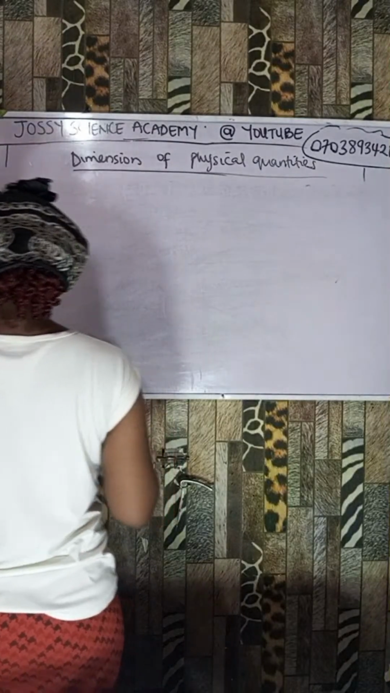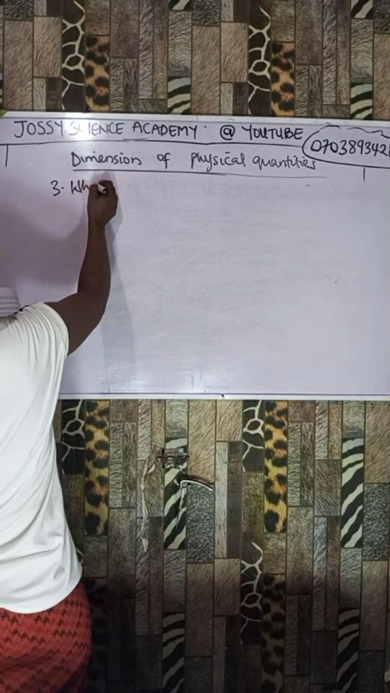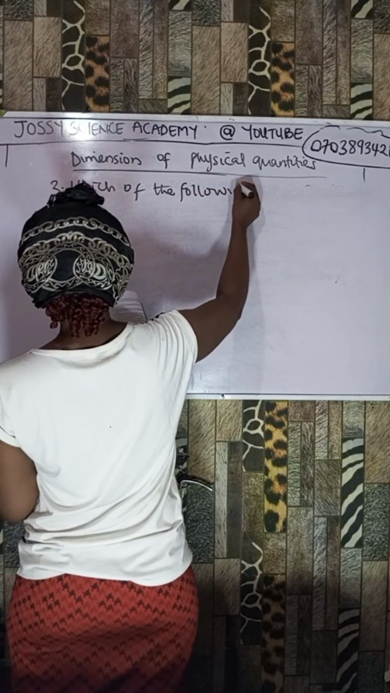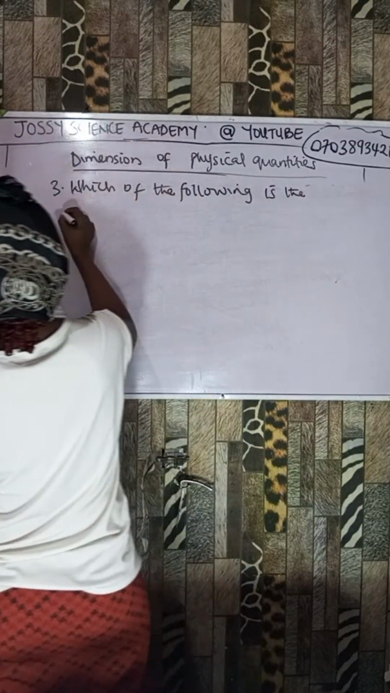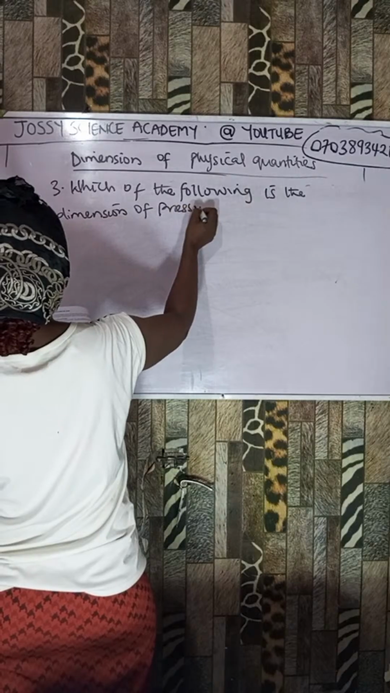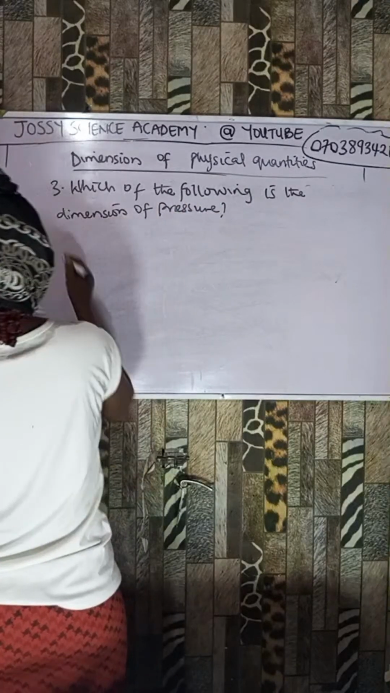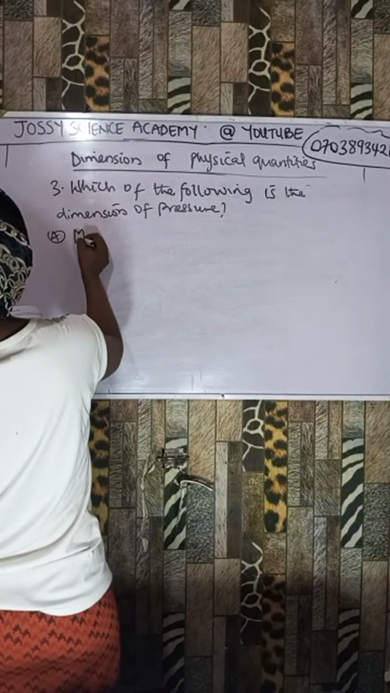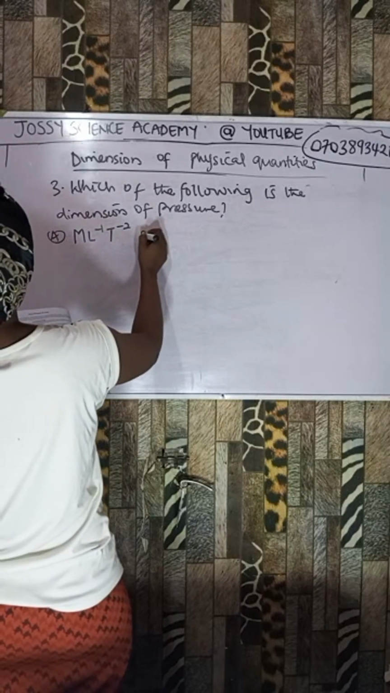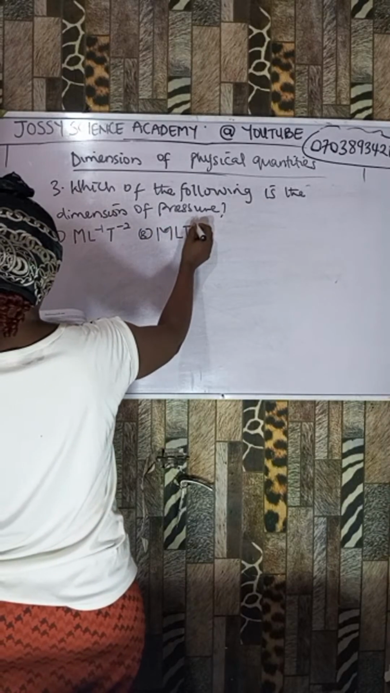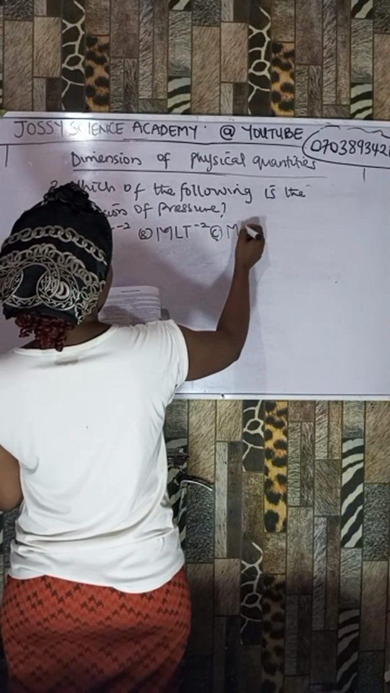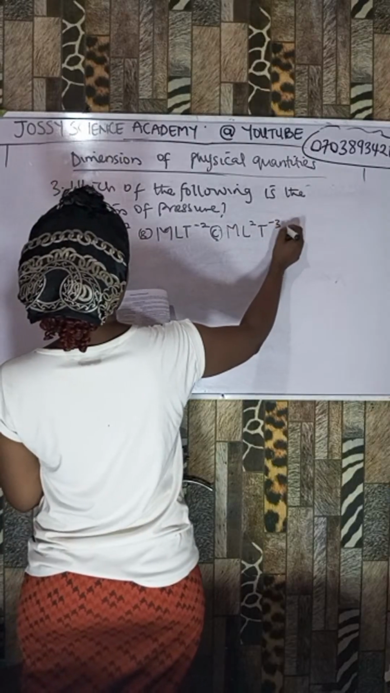The next question, that will be question 3, says, which of the following is the dimension of pressure? A is ML power minus 1, T power minus 2. B is ML T power minus 2. C says ML square T power minus 3.